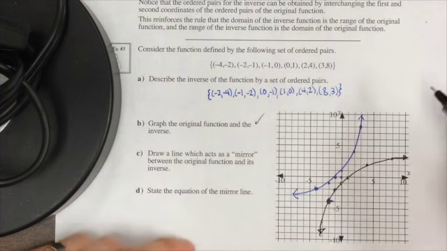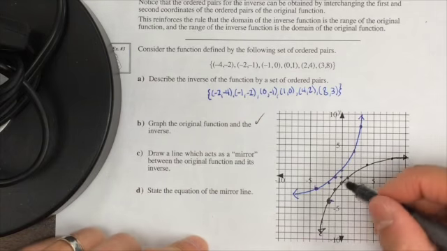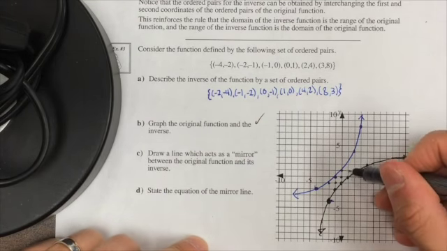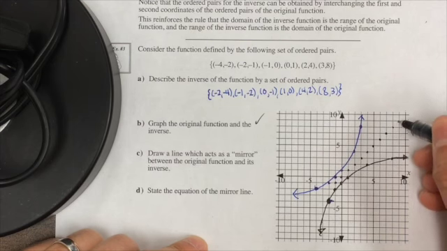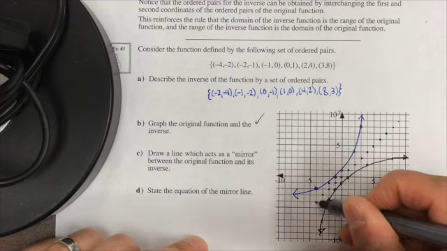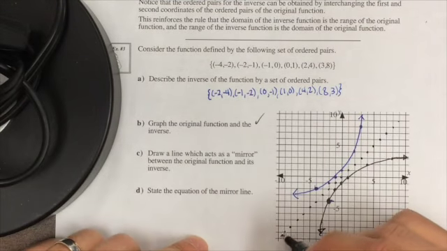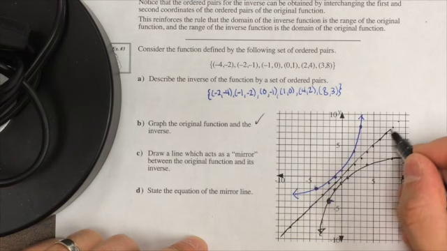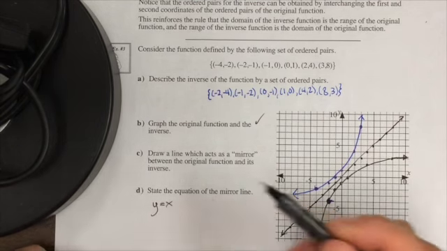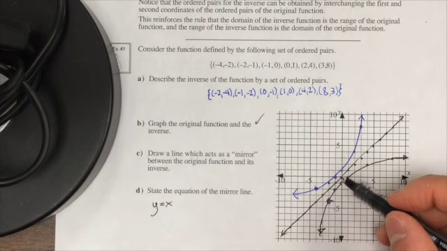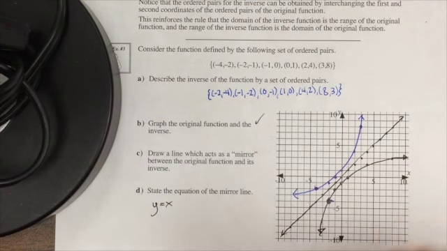Okay, so I graphed it. Now we want to draw a line that's going to act as a mirror. Well, my mirror image is just going to be y equals x. It's just an equation that's going straight through my origin, and it has a slope of 1.